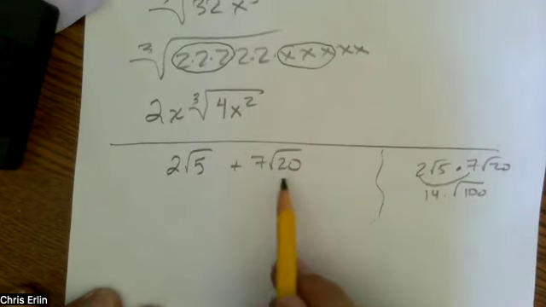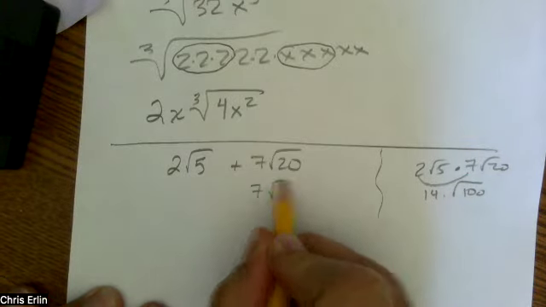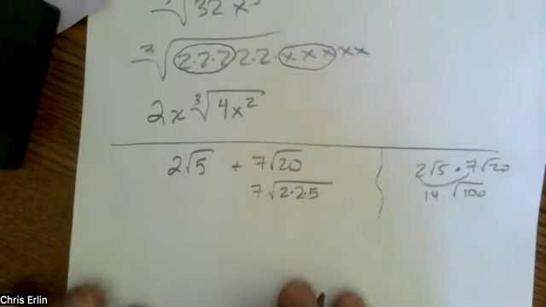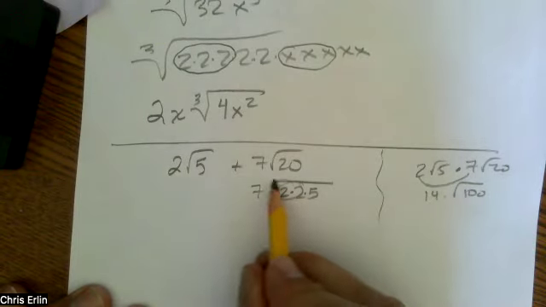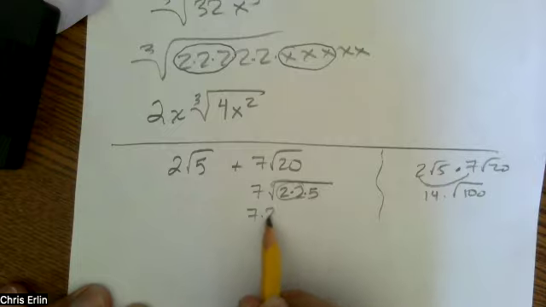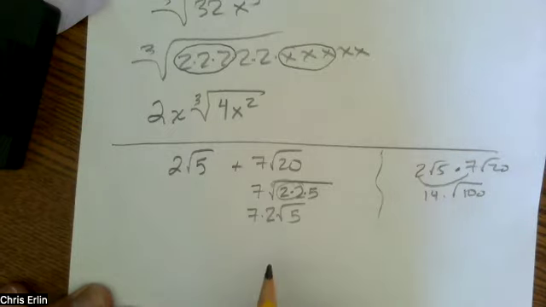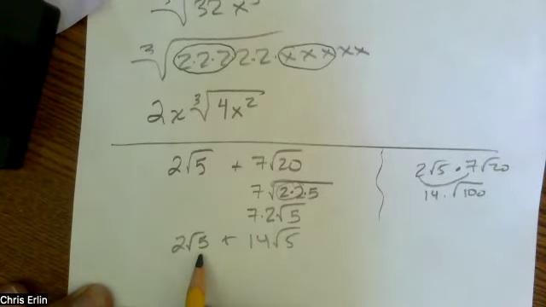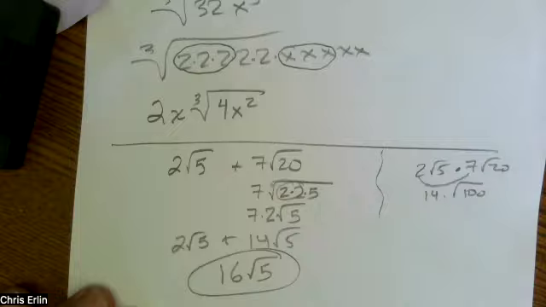So in this case, I have to simplify root 20 first. Inside that club is 2 times 2 times 5. The 2 gets to pair up and come outside. So it's 7 times 2 with a 5 stuck inside. So this is 14 root 5. And oh, look, I have 2 roots of 5 plus 14 more of the same thing, 14 roots of 5. What does that become? 16 roots of 5.